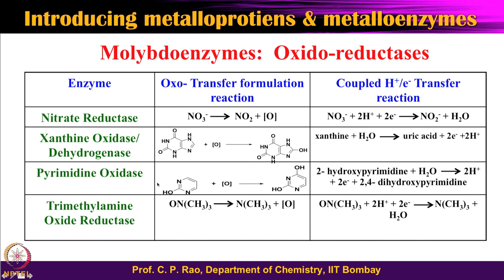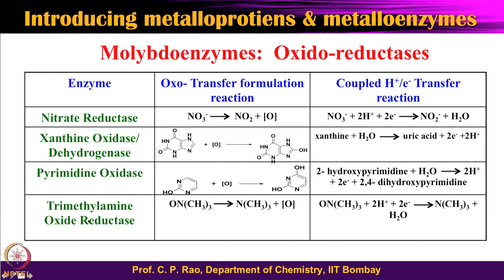Pyrimidine oxidase, so it is basically 2 hydroxy pyrimidine going to 2,4 dihydroxy pyrimidine, so it is oxidation. So, the first reaction is a kind of reduction, then this is an oxidation, this is an oxidation. If the enzyme is in reduced form, it will act like a reductase. When the enzyme is in the oxidized form, it will act like an oxidase. But these reactions are not done by the nitrogenase. I will be coming to that in a while. They are nitrate reductase, xanthine oxidase, pyrimidine oxidase.